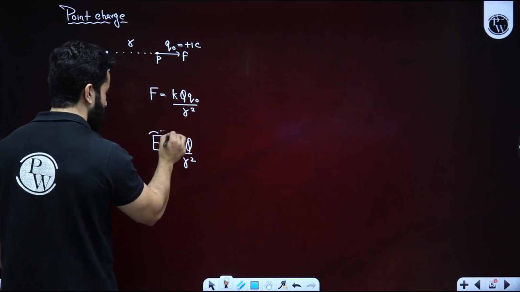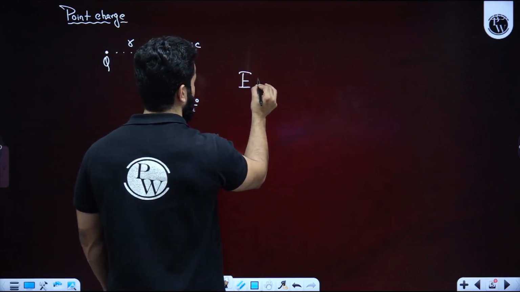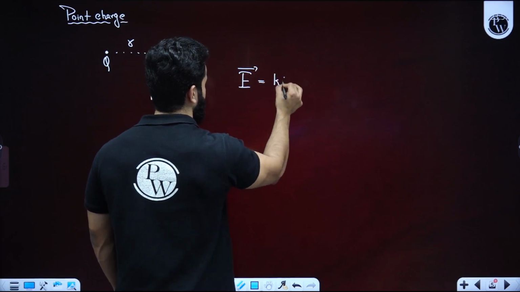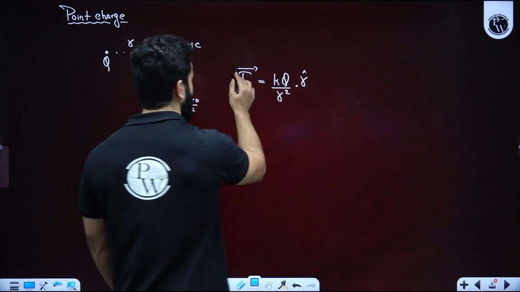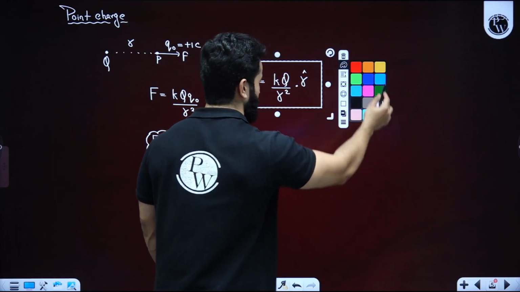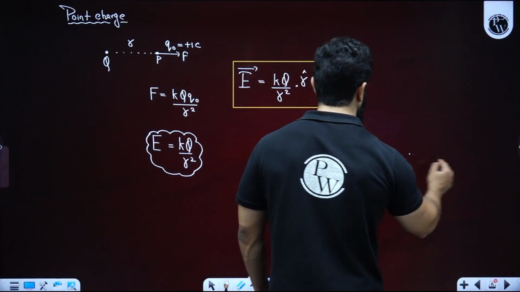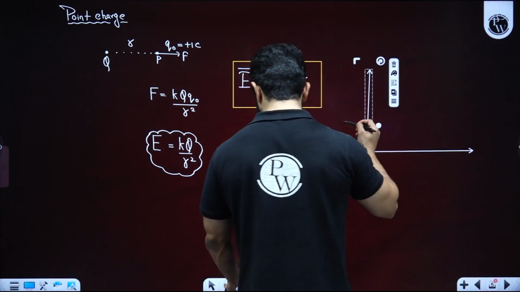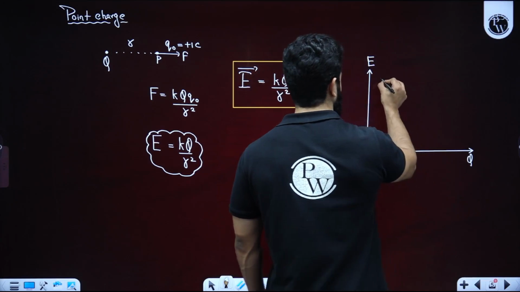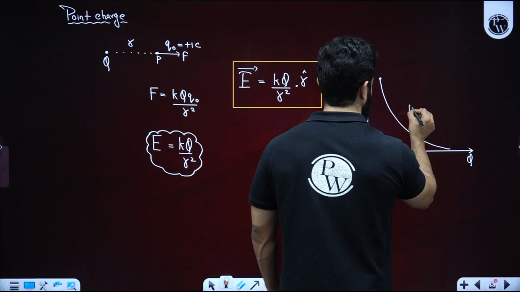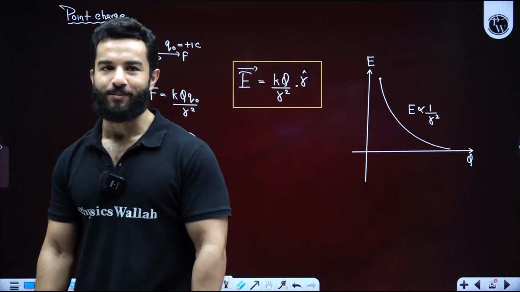That's it. And if you want to write this in vector form, the electric field will be written as kq by r square r cap. That is, the electric field will be radially outward from a positive charge. In this class only we are going to also talk about direction, but for now, if you want me to draw the graph, please remember, for a point charge, the graph of electric field will be something like this. That is, electric field is inversely proportional to r square. Hopefully everything is clear, my dear friends, right?